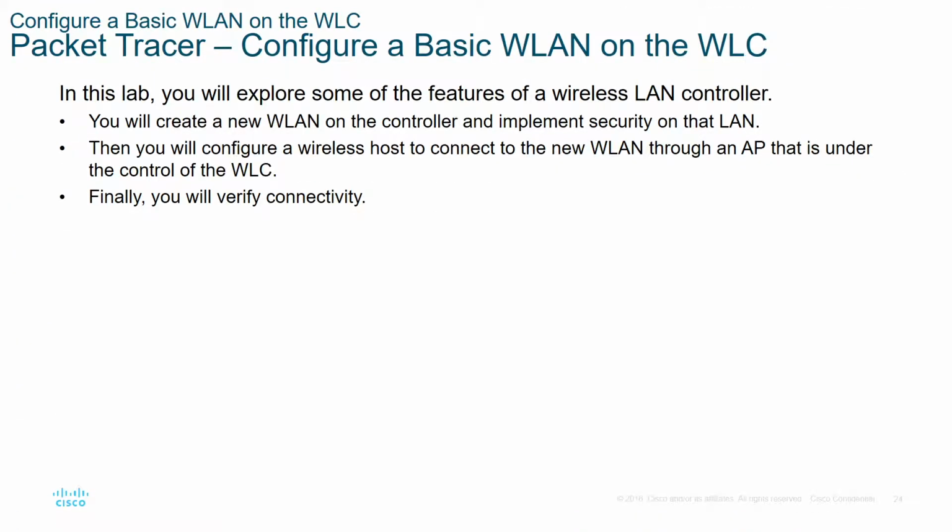We have a Packet Tracer activity on this, called Configure a Basic WLAN on the Wireless LAN Controller. In that lab, you explore some of the features of the wireless LAN controller. You create a new WLAN on the controller and implement security on the WLAN. Then you configure a wireless host to connect to the new WLAN through an access point that is under the control of the wireless LAN controller. Finally, you verify the connectivity.